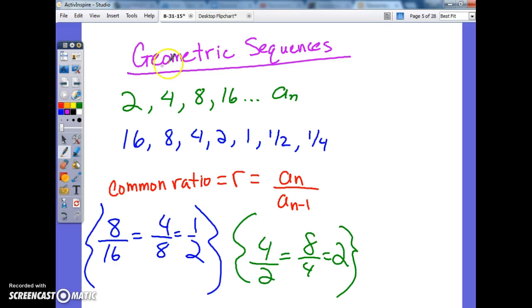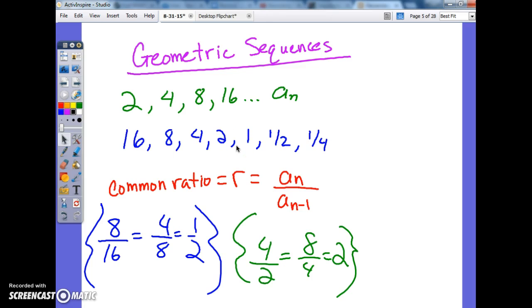Okay, we're going to talk about geometric sequences. Notice these sequences: 2, 4, 8, 16, all the way to the nth term. And 16, 8, 4, 2, 1, 1/2, 1/4. These are all geometric sequences.